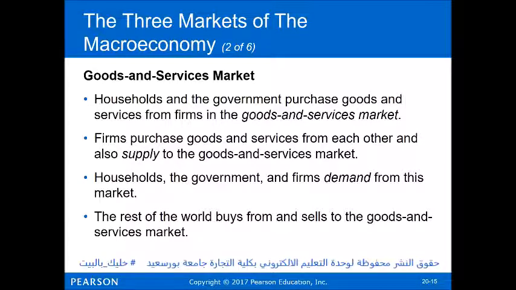In that market, we see that households and the government purchase or buy goods and services from firms or companies in the goods and services market. We also see that firms purchase or buy goods and services from each other and also supply or provide the goods and services market. While households, the government, and firms demand from this market. Finally, the rest of the world buys or purchases from and sells to the goods and services market.